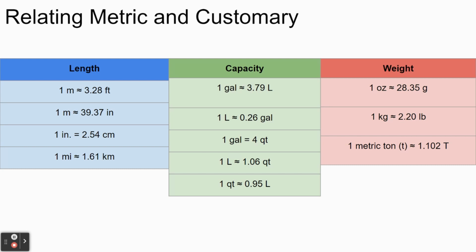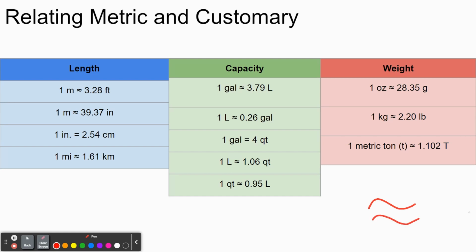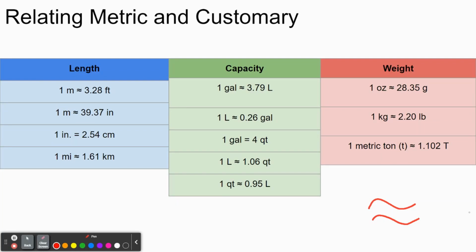You have the same ideas with capacity. You have the same ideas with weight. You're just taking some of the measurements that you would use in either metric or customary, and adjusting them as you need. Now, one thing that you might not be aware of as we're looking at this is what this symbol means. It's like a little equal sign, but it's kind of wiggly. It kind of looks like a piece of bacon. Bacon.